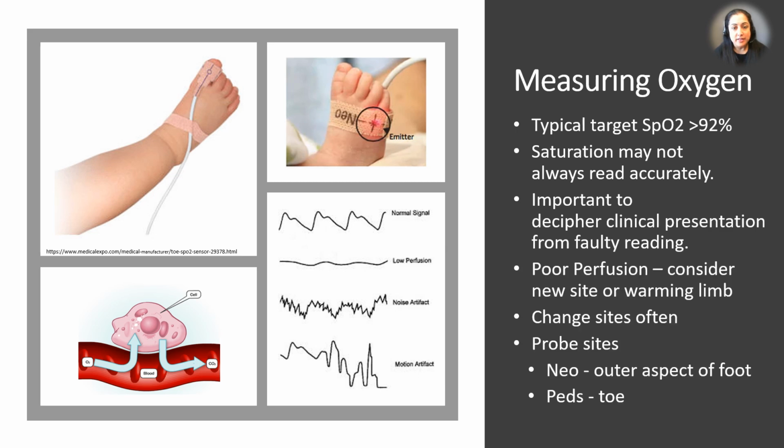And then if a child is experiencing poor perfusion, consider switching to a new site or warming up the limb. And rotating sites is often recommended. And then finally, in neonates, the outer aspect of the foot is commonly used, while in peds, the larger toe is typically where the probe is placed.